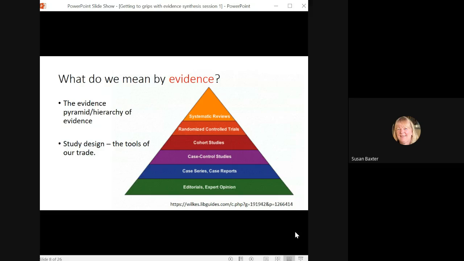So as I said, we use the term evidence a lot. So I'm going to hand over to Fiona now, who's going to talk through this slide and think a little bit more about what we actually mean by evidence.